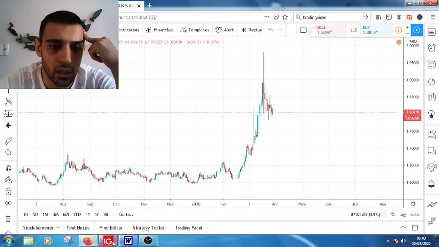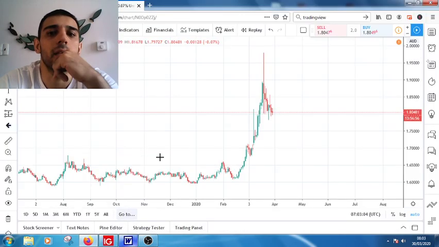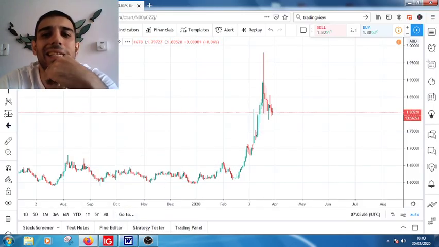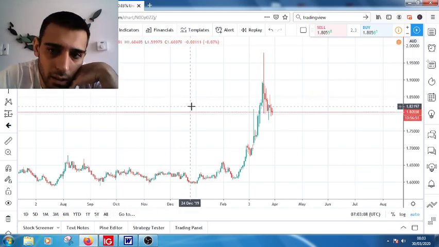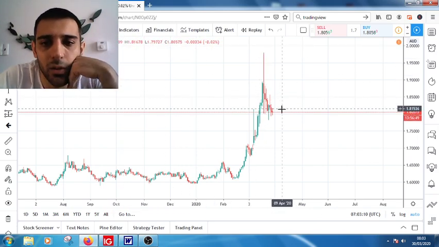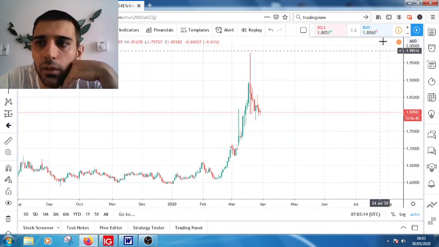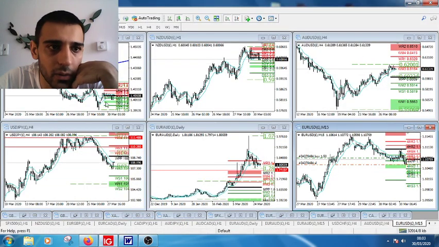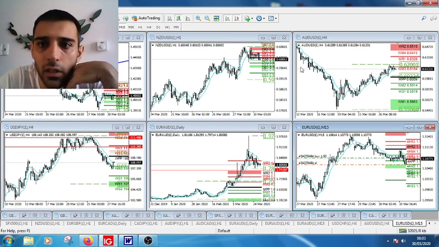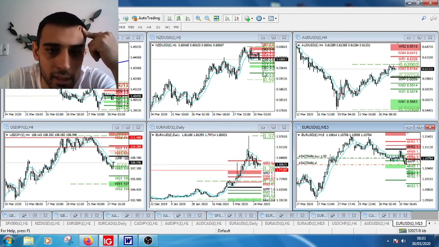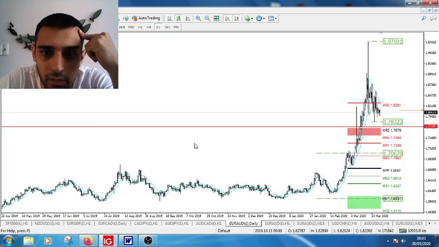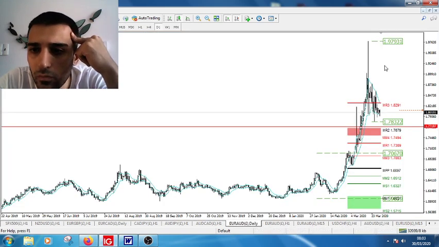Okay, there's the euro against Aussie. So this is for the daily charts. Actually, start with MetaTrader. I prefer MetaTrader. It's better because I always analyze from the MetaTrader. Let's have a look at the euro against Aussie up here.